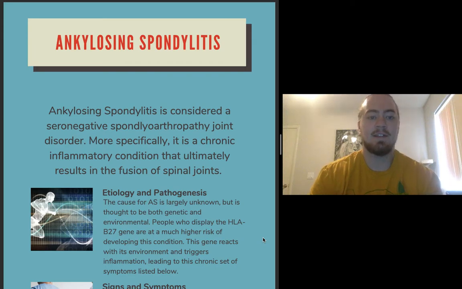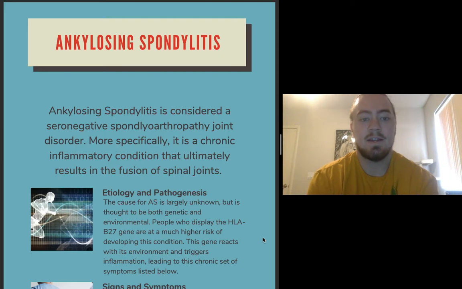Hey everyone, I decided to do an infograph on ankylosing spondylitis. So this is a condition that's considered a seronegative spondyloarthropathy joint disorder, which is a mouthful. But basically this condition is a chronic inflammatory condition that ultimately results in the fusion of your spinal joints.